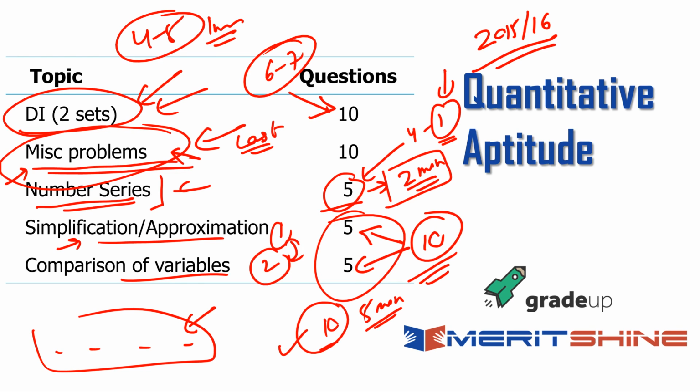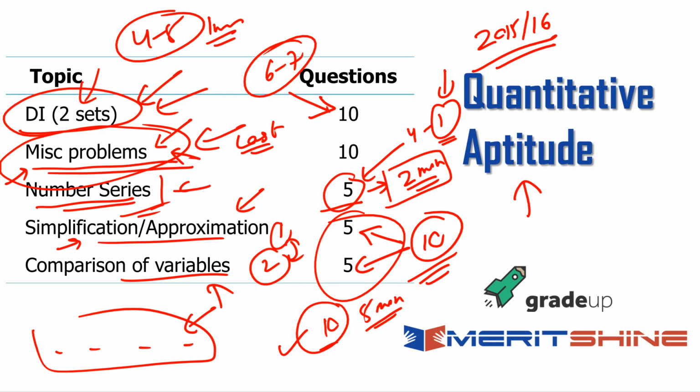If you're not good, then there's nothing to say, I mean, do not talk about it. So this is something that I'll leave for the end, even if you are good at it. So I do simplification, comparison of variables, which is invariably quadratic equations in case of this paper, then probably number series very quickly for 2 minutes, and DI sets, and then I go to miscellaneous problems. So that's the order in which I would do the questions in quantitative aptitude.